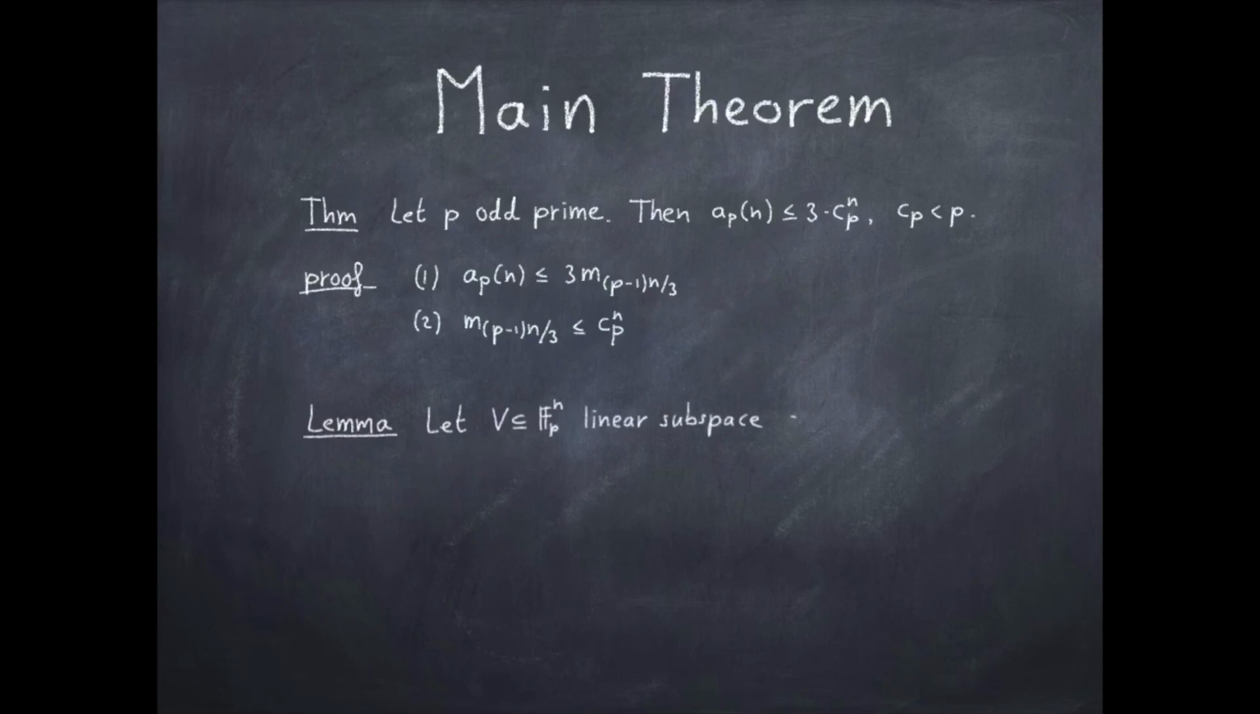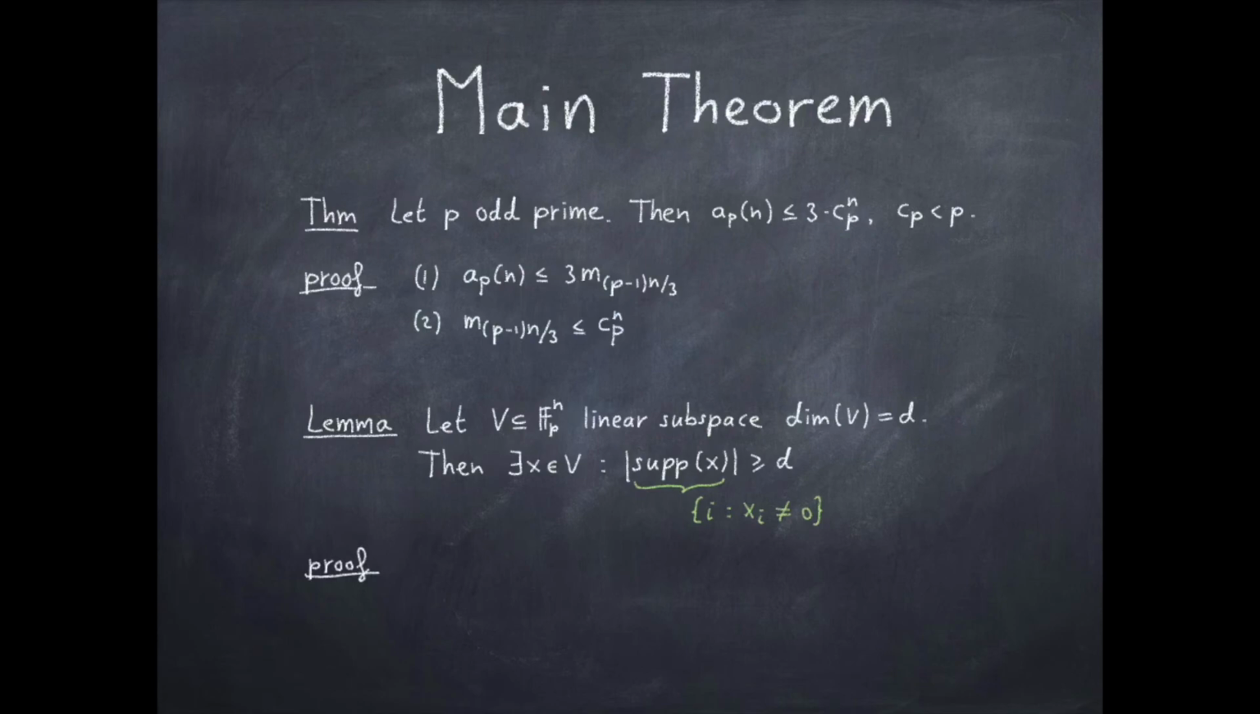First we'll need a small lemma. Let V be a d-dimensional subspace of F_p to the n. Then there is an element in this subspace whose support has size at least d. By the support of a vector we mean the number of components that are non-zero. The proof essentially boils down to Gaussian elimination.